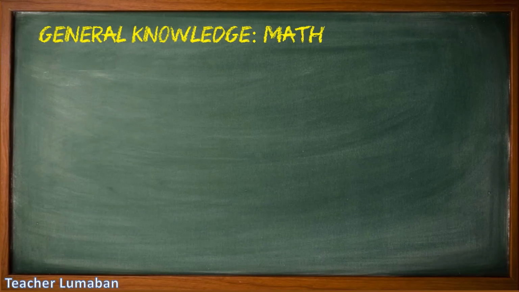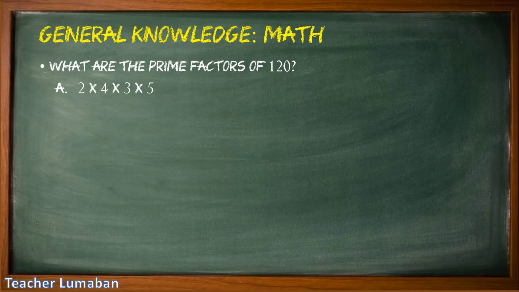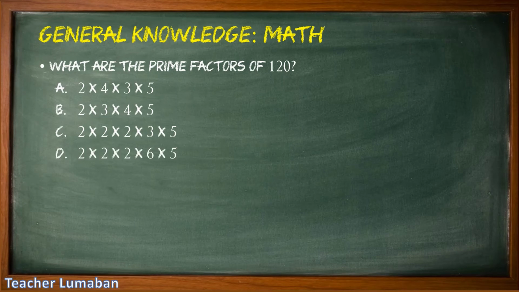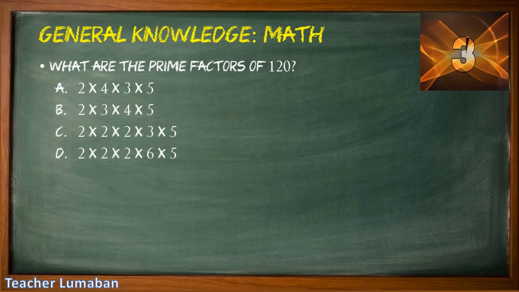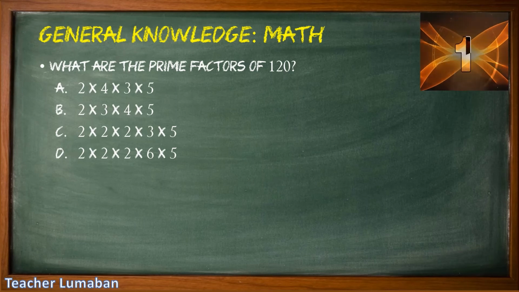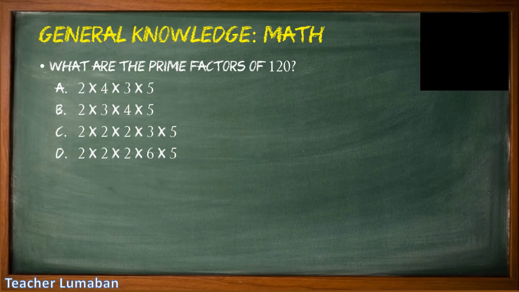What are the prime factors of 120? Letter A, 2 x 4 x 3 x 5. Letter B, 2 x 3 x 4 x 5. Letter C, 2 x 2 x 2 x 3 x 5. Letter D, 2 x 2 x 2 x 6 x 5. Please answer in 5, 4, 3, 2, 1.